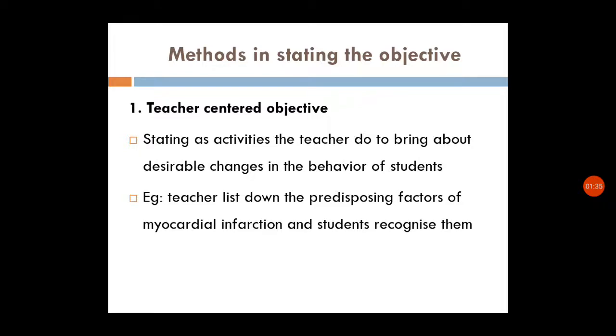For example, the teacher lists down the predisposing factors of myocardial infarction and students recognize them. So we are not focusing on the activity of the student. The teacher is listing down and the students recognize the listed down predisposing factors. Okay. So this is the teacher-centered objective, that is what the teacher does to bring about the desirable changes. Hope you all are clear.